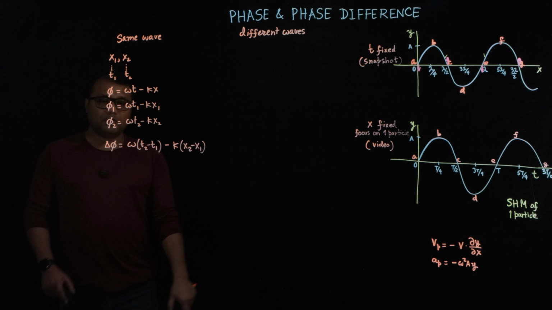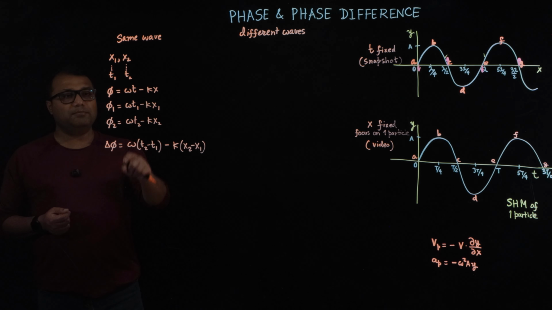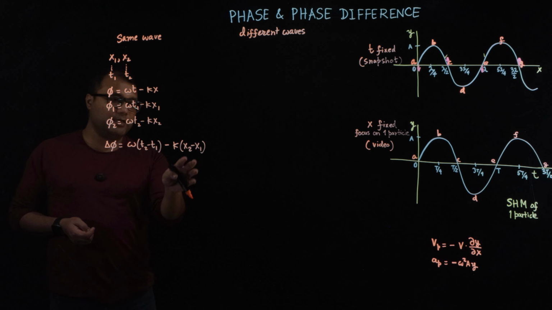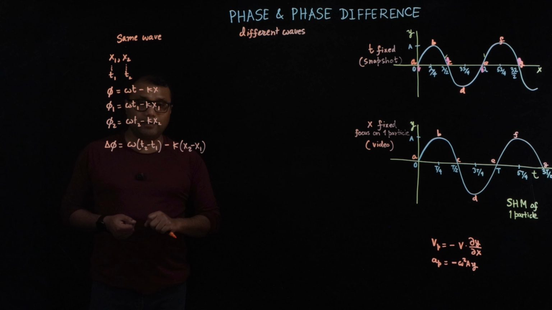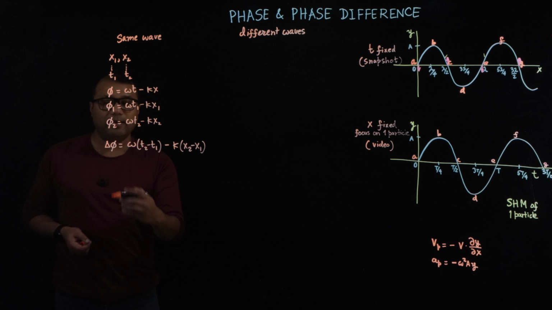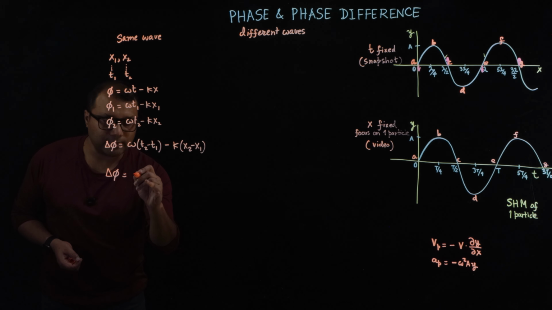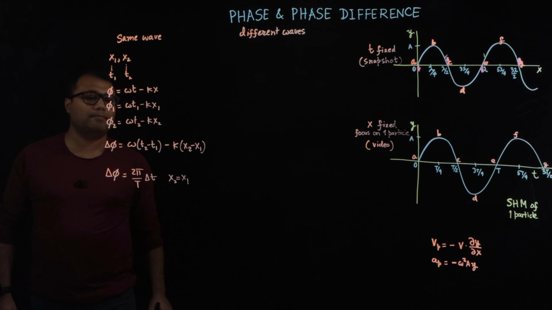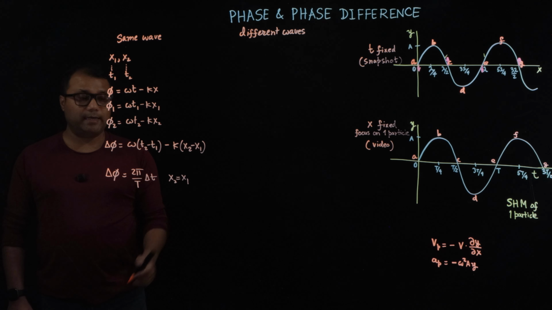Okay. So the concept of phase difference is actually very simple. It is just the difference of the phases. Now special conditions: when x2 and x1 are the same, which means we're talking about the same particle at two different times, then we get delta phi equals omega delta t, which is 2 pi by T delta t. So what is this? We are looking at the same particle at two different times.